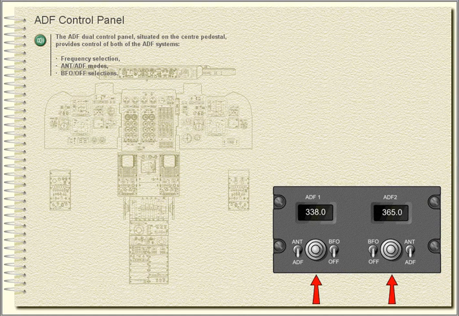ADF control panel. The ADF dual control panel, situated on the center pedestal, provides control of both of the ADF systems' frequency selection, ANT-ADF modes, BFO off selections.